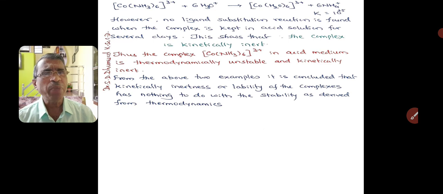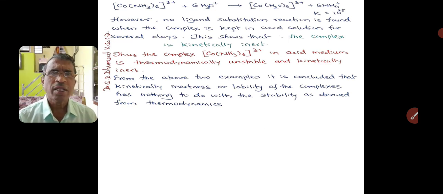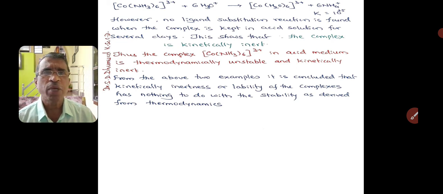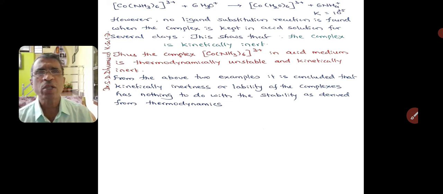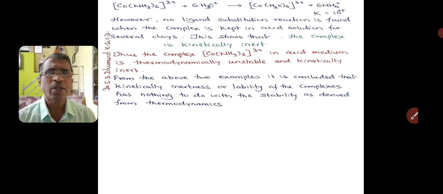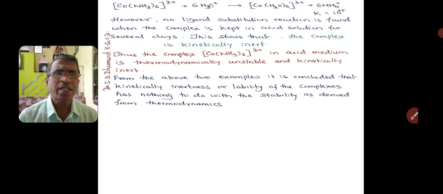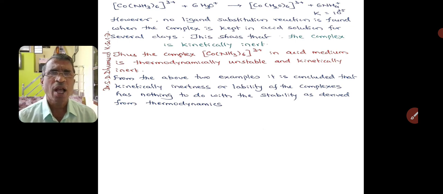From the above two examples, it is concluded that kinetic inertness or lability of the complexes has nothing to do with the stability as derived from thermodynamics. This statement is very important. This is what I have said in the very first statements in this particular class. That is, from the above examples, it is concluded that kinetic inertness or lability of the complexes has nothing to do with stability as derived from thermodynamics.